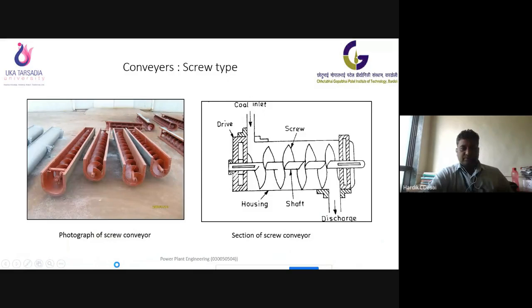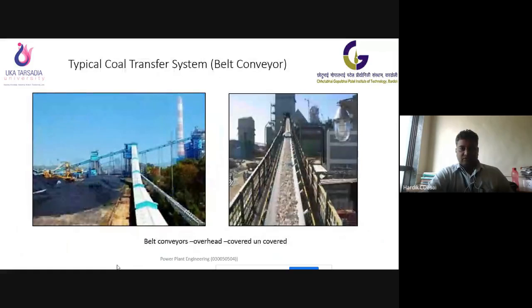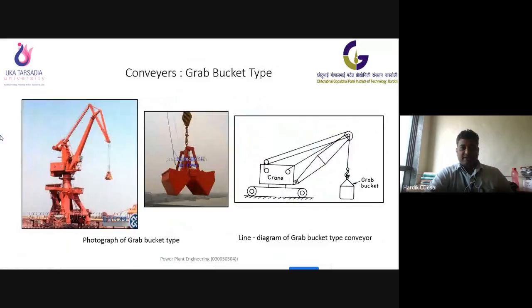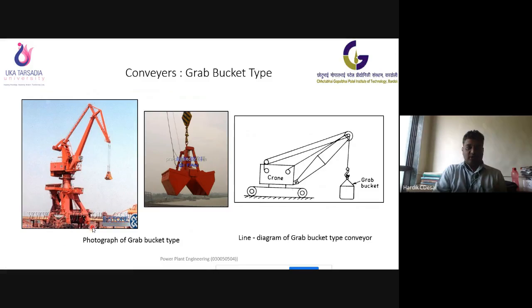Okay, I have added some more sketches, or you can say the diagram. So let us watch this first. So this is the grab and bucket type conveyor. In the previous class, we have seen its line diagram, the different components of this grab bucket. Now in this lecture, you can see there is one photograph.